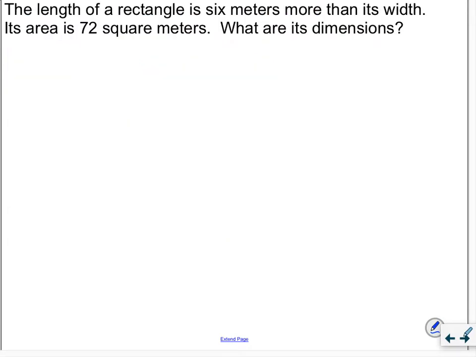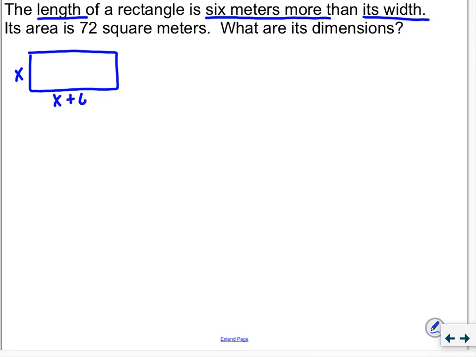Let's keep rolling. Now we're talking about the length of a rectangle. Well, let's draw ourselves a rectangle. I'm going to assume that my length is my longer side, and it's 6 meters more than the width. Well, do I know how big the width is? Not really, so let's call the width x. Now the length is 6 meters more than the width. So what if we call the length then x plus 6?